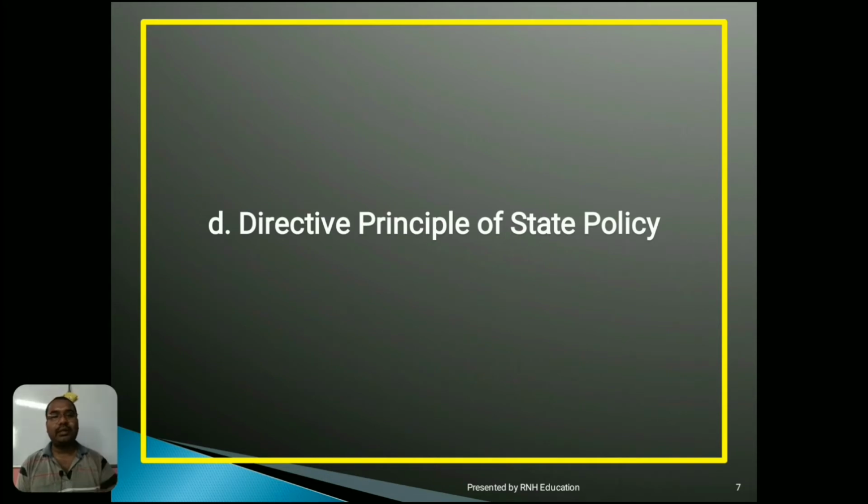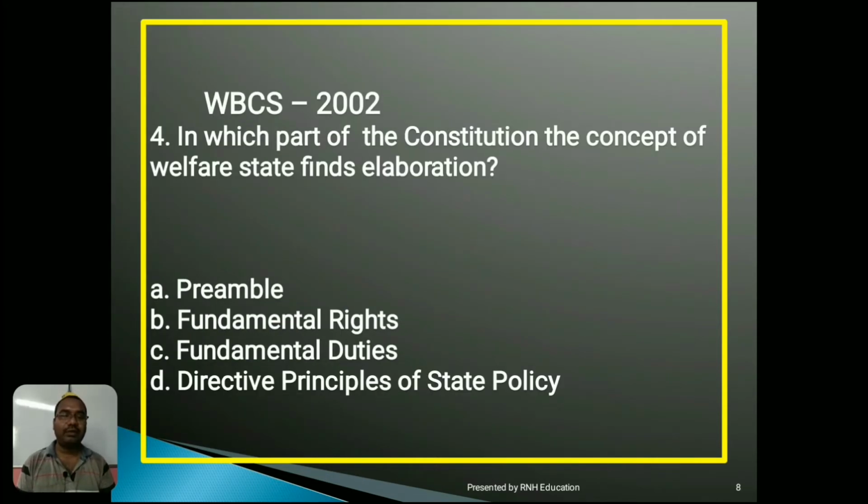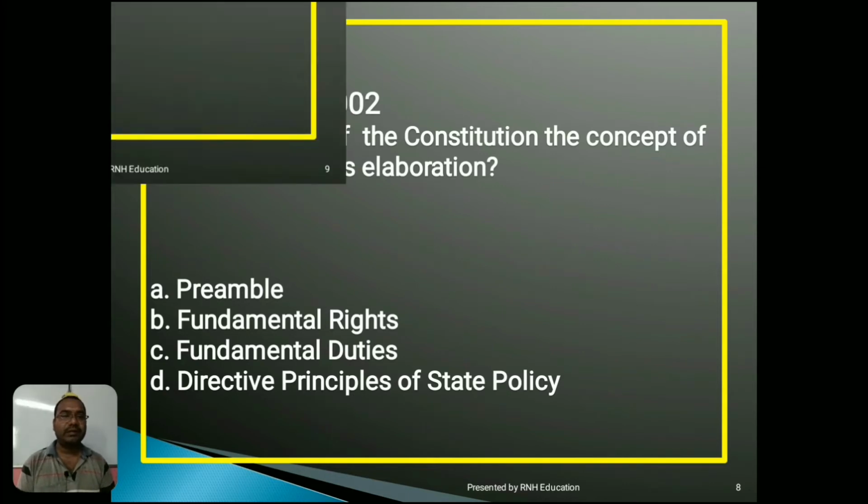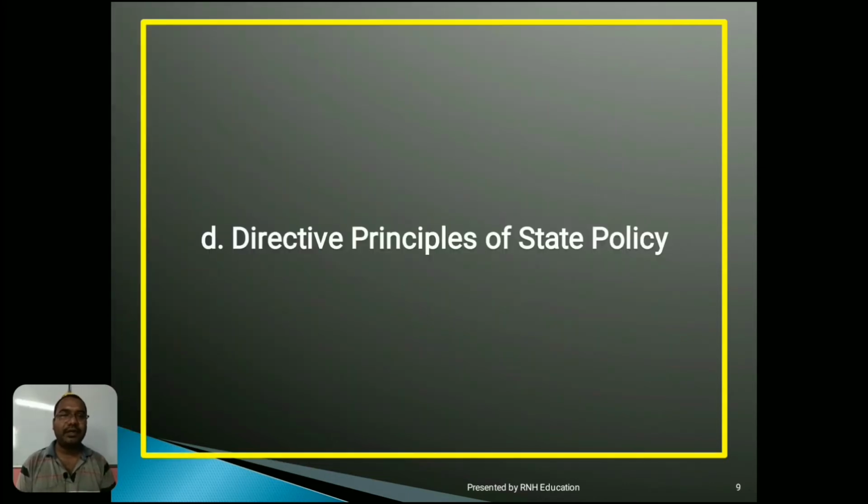And the next question, that is question number 4, and it was asked in WBCS Prelim in 2002. In which part of the Constitution the concept of welfare state finds elaboration? Options are A, preamble, B, fundamental rights, C, fundamental duties, and D, directive principles of state policy. Now see the answer. The answer is option D, that is the directive principles of state policy.